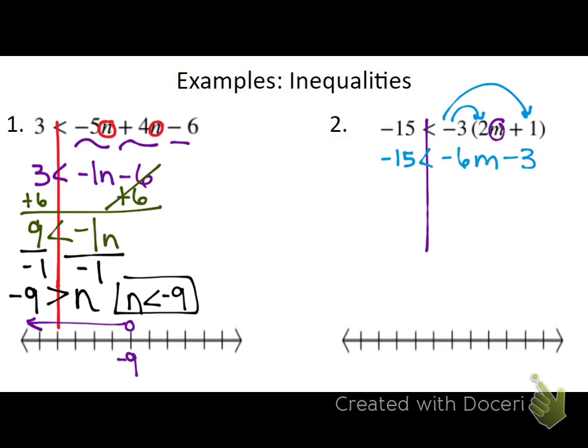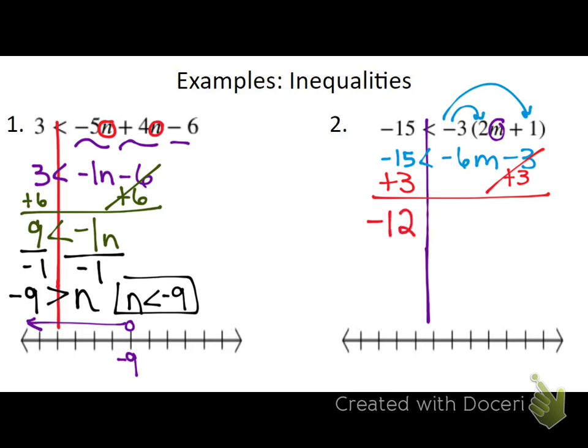So then I go to my next step: undo any addition or subtraction. So you have to add 3? Mm-hmm, that's right, because we're going to undo the minus. We undo that by using the inverse, which is add 3. Whatever I do to one side, I do to the other. So what do I have on my left side of my inequality now? Negative 15 plus 3, negative 12.